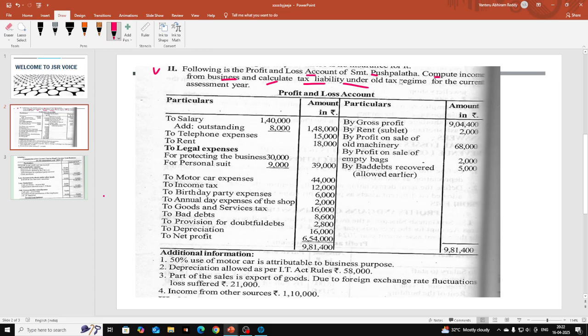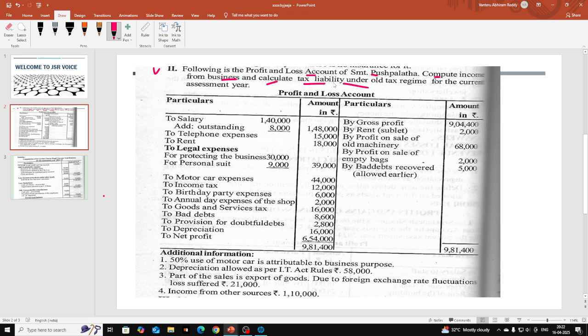Tax liability is not always compulsory that you will get in the examination. Income from business they may surely give you. Tax liability calculation sometimes they give you, sometimes they don't. Here I will tell you in a brief way how to calculate income from business.